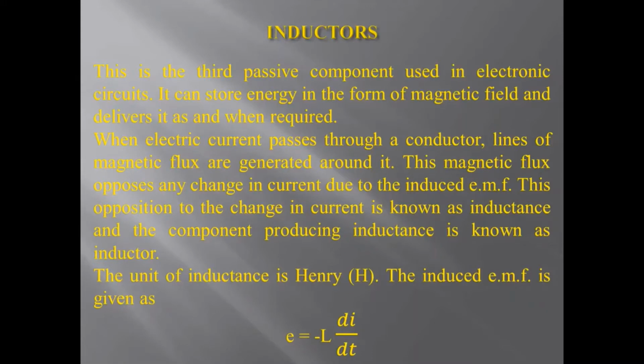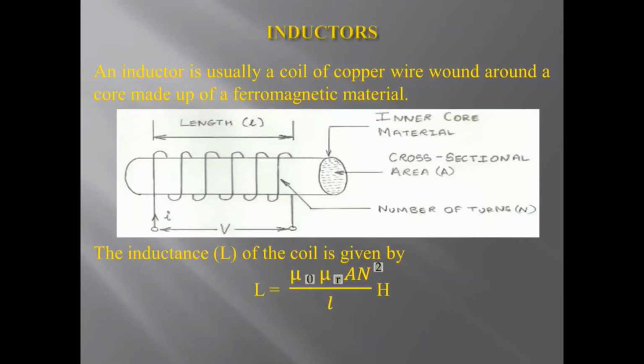So basically an inductor is a length of wire which has been coiled over a core. The core can be air, free space, or it can be an iron rod, or a ferromagnetic material. That is what we will try to understand in the next part. So an inductor is usually a coil of copper wire wound around a core made up of a ferromagnetic material, as shown in the figure.